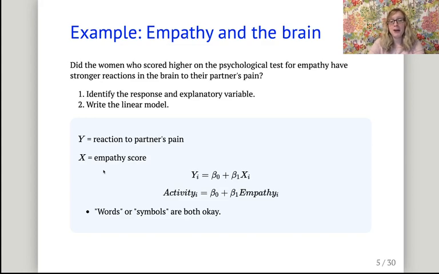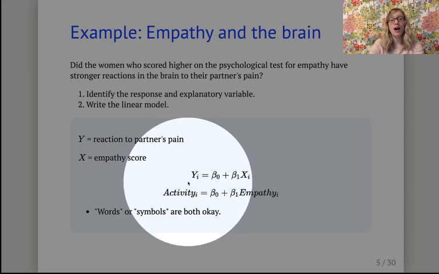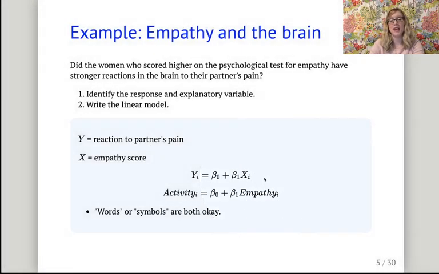Now we can write this model two ways. I know some students will prefer writing it in terms of y's and x. So y is equal to beta 0 plus beta 1 times x. If you prefer to write it in words instead of symbols, that's okay too. So the partner's brain activity is a linear function of their score on the empathy assessment.